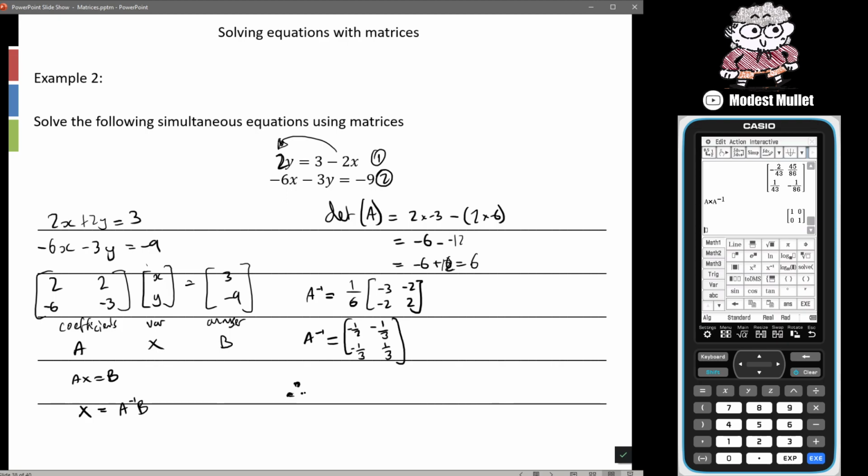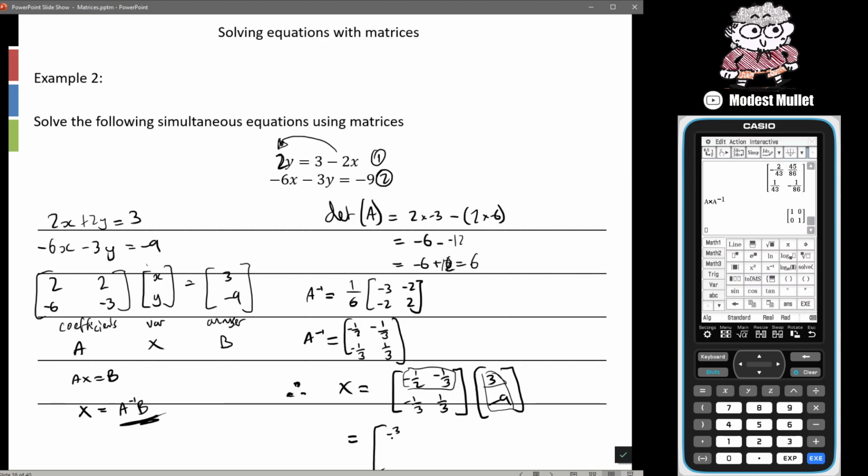So therefore we can write x is equal to our inverse times, as we had over here, it needs to be times b. So we get 3, -9. And now if you do this matrix multiplication, which is in video 3 of this series, we have to multiply the row by column.